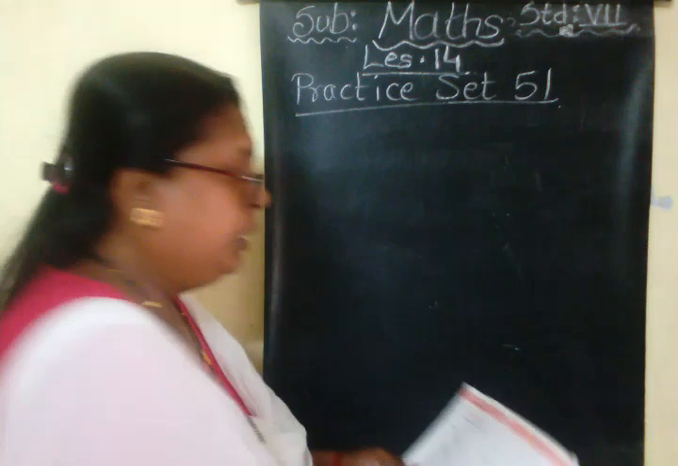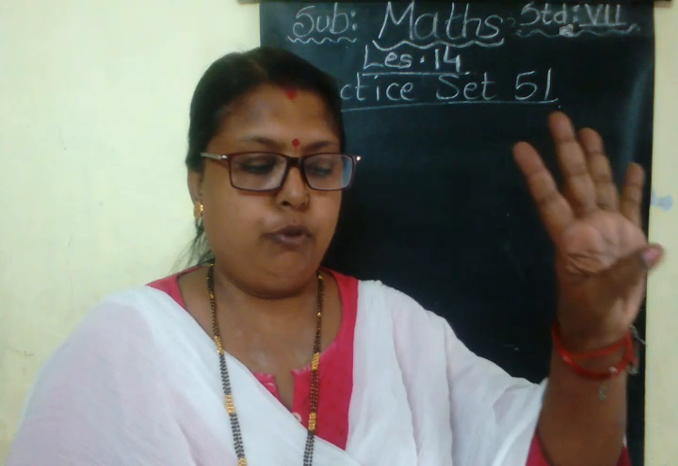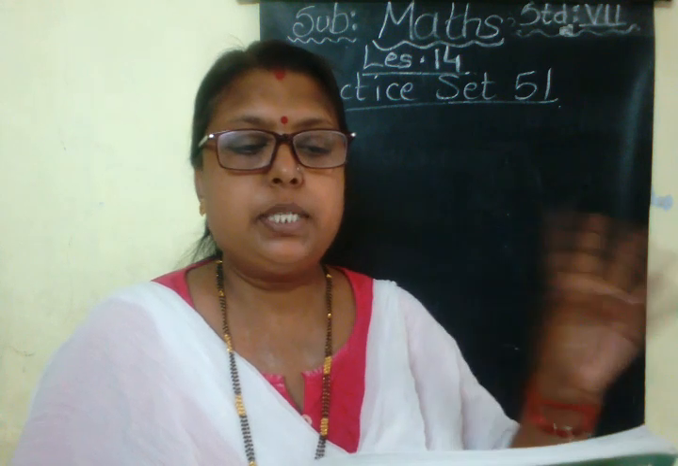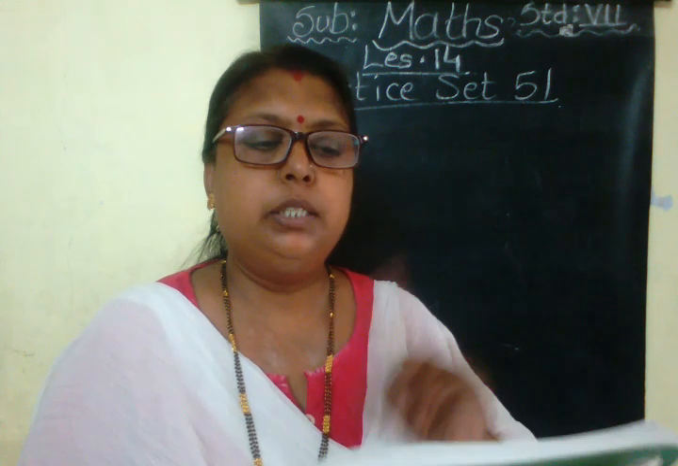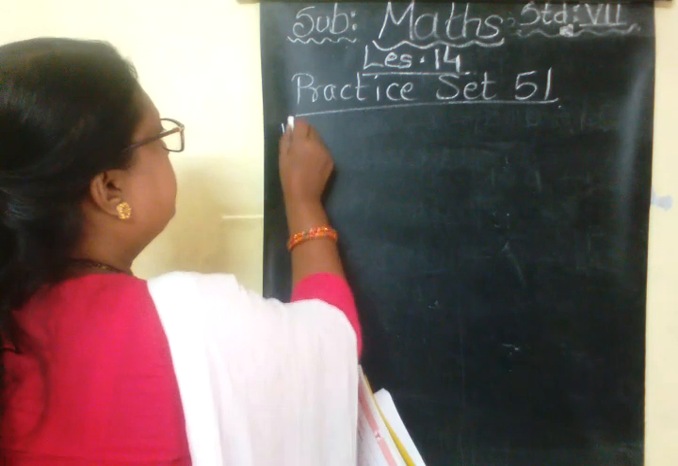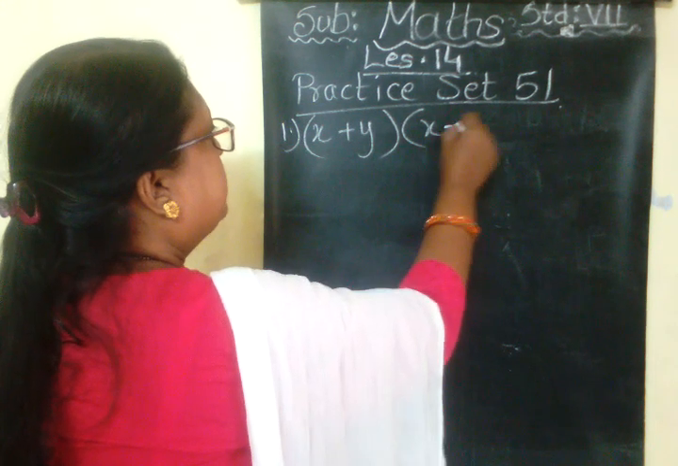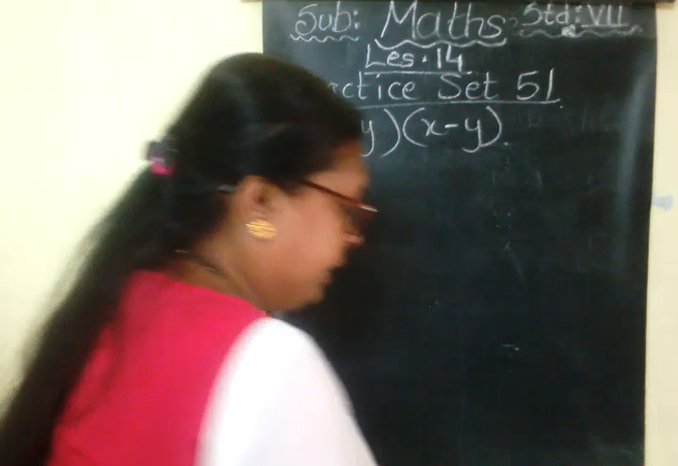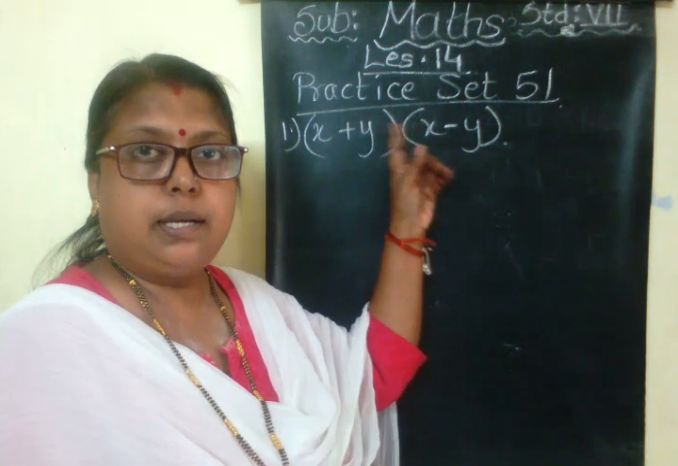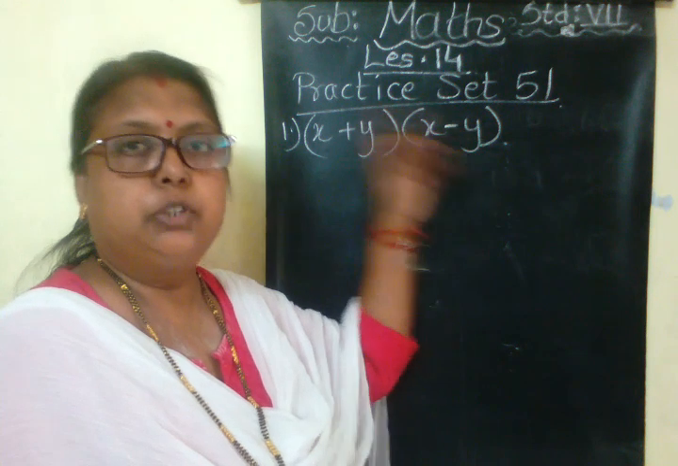First sum. Here also children, I will be solving first and the last sum. Total 4 sums are there in question number 1. So first and the last sum I will solve. Second and third you have to do. First question is x plus y multiplied by x minus y. Now you will tell children there is no multiplication sign here. In maths, when two brackets are there, that means you have to multiply the given terms or expressions.